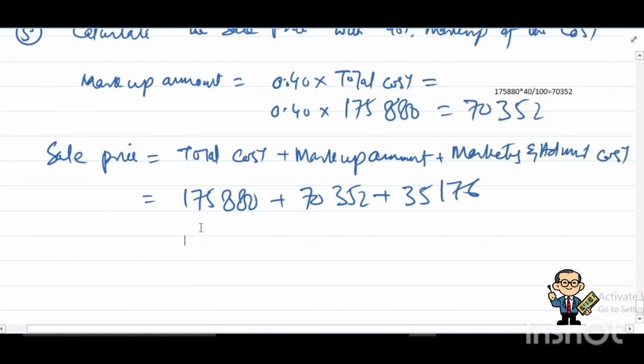Now we just have to conclude the answer. If we calculate 175,880 plus 70,352 plus 35,176, the answer will be 281,408. So this is your sale price, 281,408.